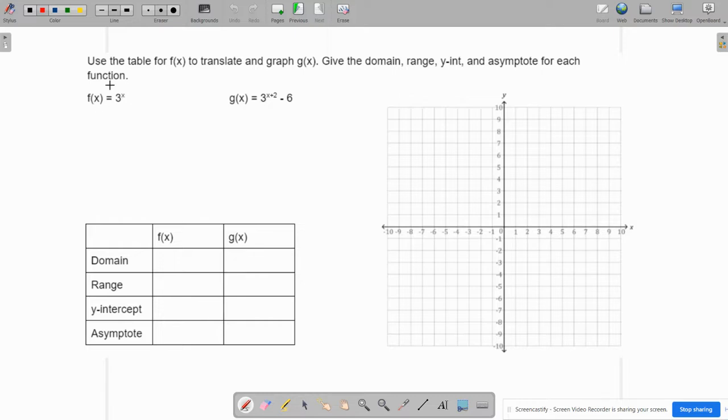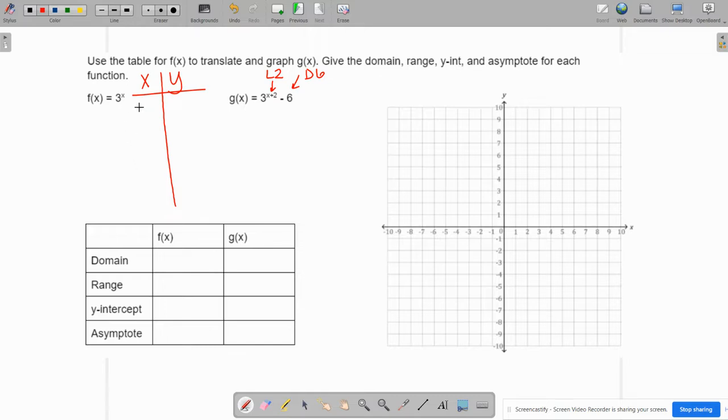So here we have the function f of x is 3 to the x power, and g of x is 3 to the x plus 2 power minus 6. So I can see that g of x is the function f of x, but it's just going to shift. The way that it would shift is left 2 and then down 6. Now, that doesn't mean we have to graph f of x and g of x. It just means let's make a table for f of x, and then we can transform the points on the table to get g of x.